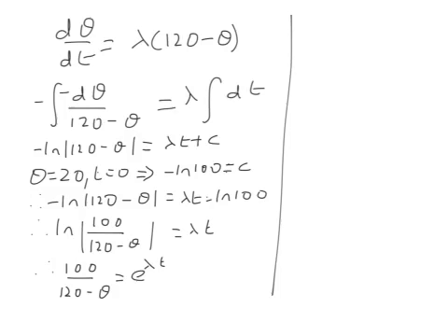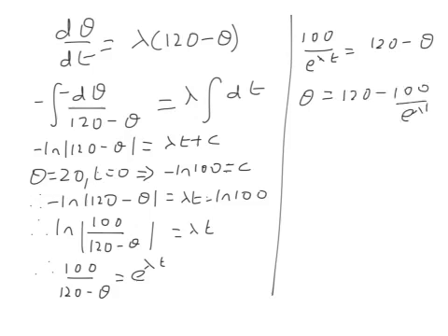Let's put the 120 minus theta on the right hand side and the e to the lambda t on the left hand side. So I've got this. Put the theta over here, and it's 120 minus 100 over e to the lambda t, and so therefore theta is 120 minus 100 e to the minus lambda t. Proof complete.